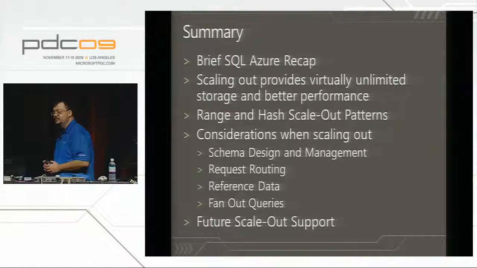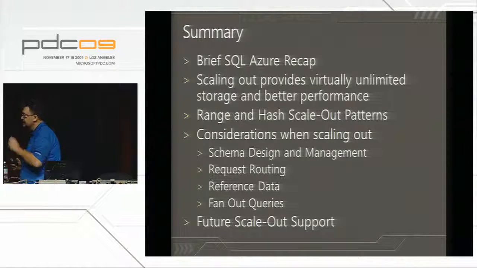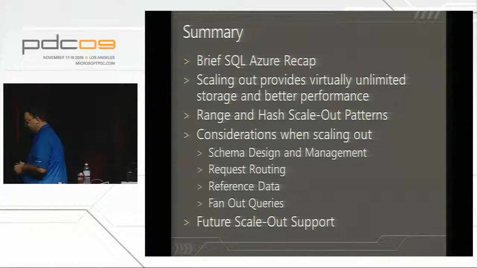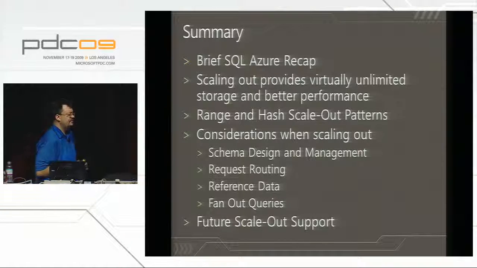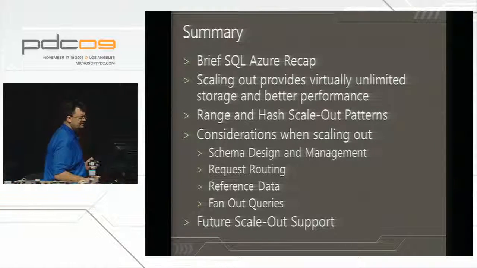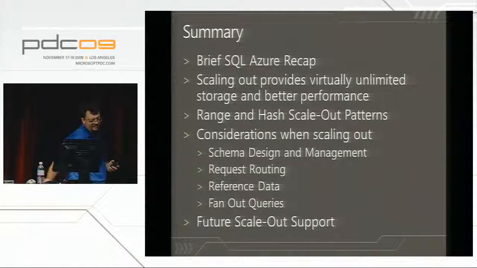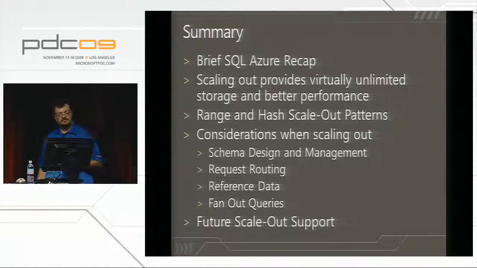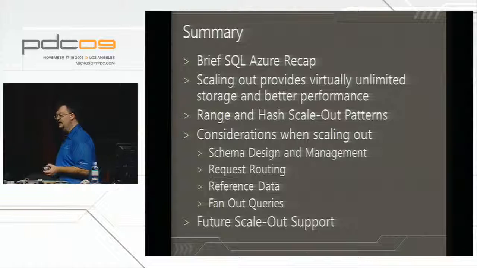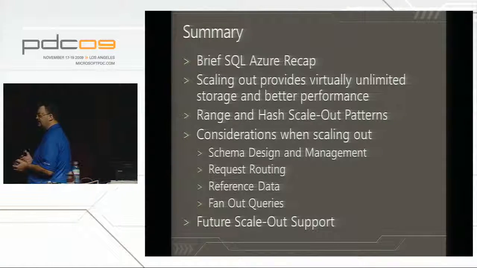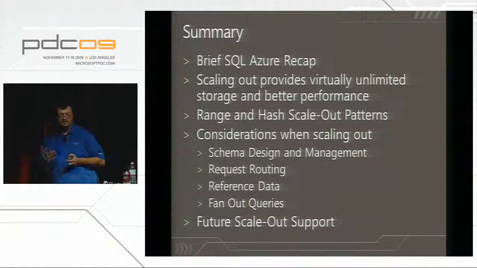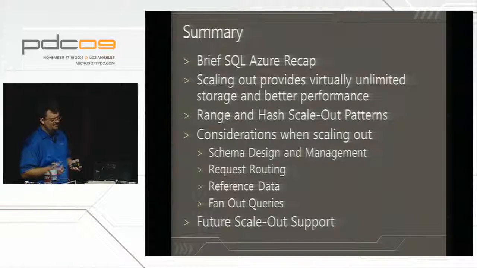So, in summary, we covered a bunch of stuff. We went over a brief SQL Azure recap, relational database as a service in the cloud. We talked about how scaling provides virtually unlimited storage and better performance when you're not running on a convention center network. We also talked about range and hash scale-out patterns and how not only do they apply on premises, but they also apply in the cloud, and it's nothing new. This is all kind of standard stuff.